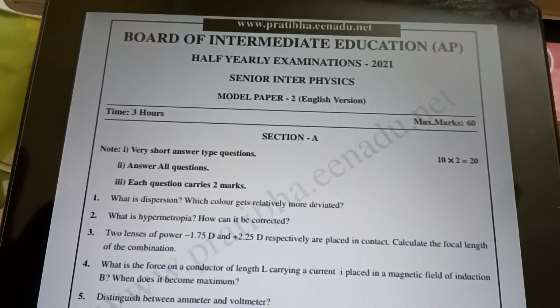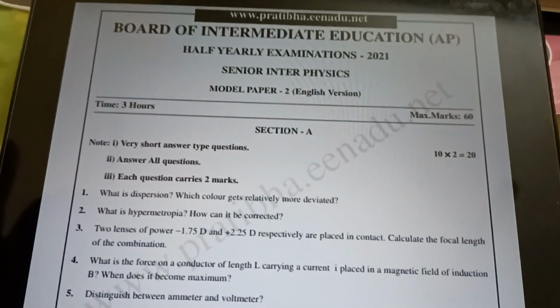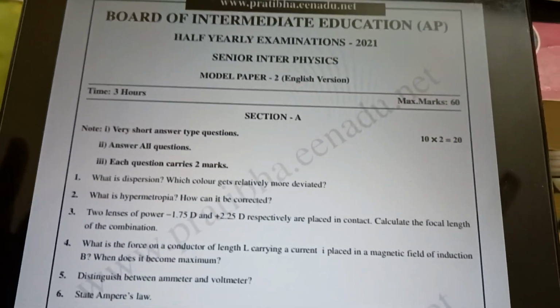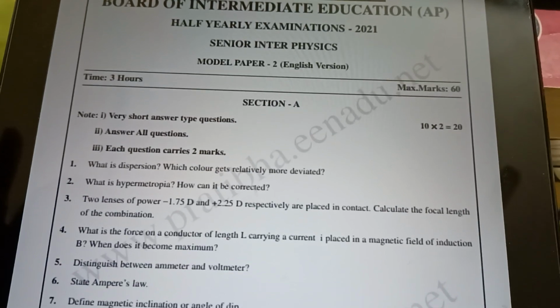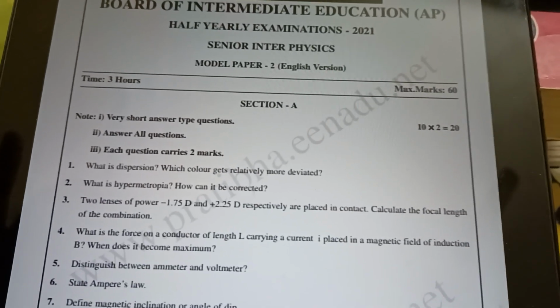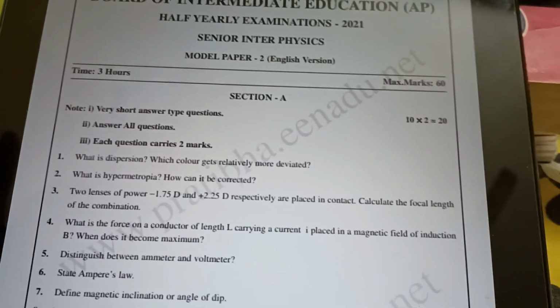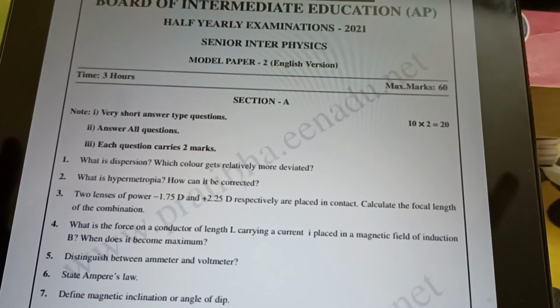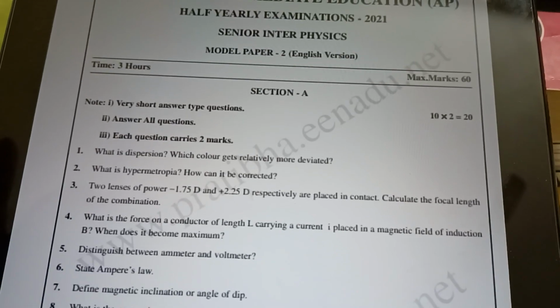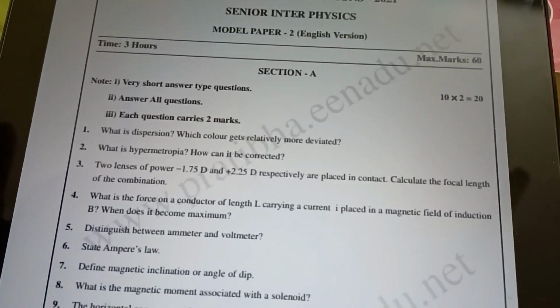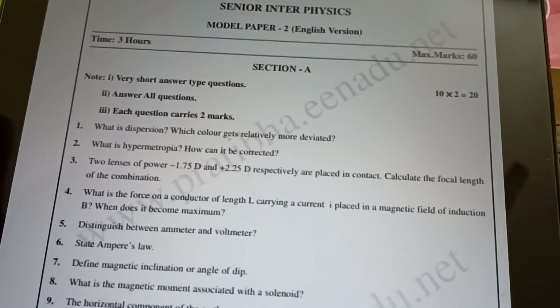Today we will look at the senior inter physics half-yearly syllabus model paper. Yes, let's begin. Next, I am uploading both the physics and chemistry papers now. And importantly, you should not prepare exactly the same questions, because only about 20% will come from them. But if you prepare the same models, you will easily get 60 out of 60.